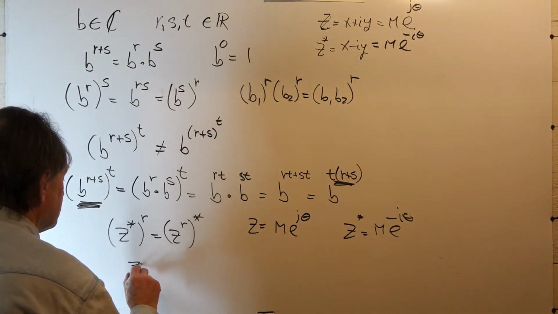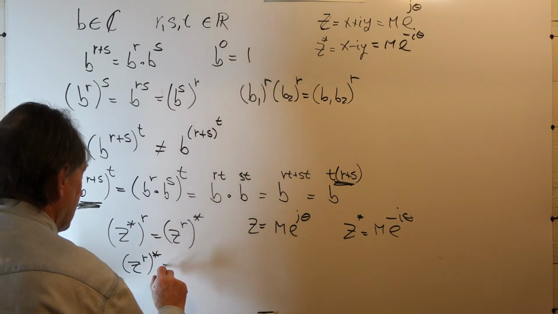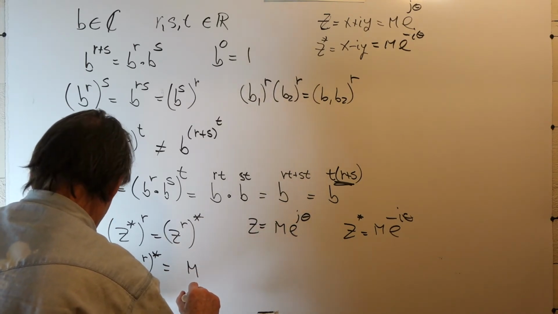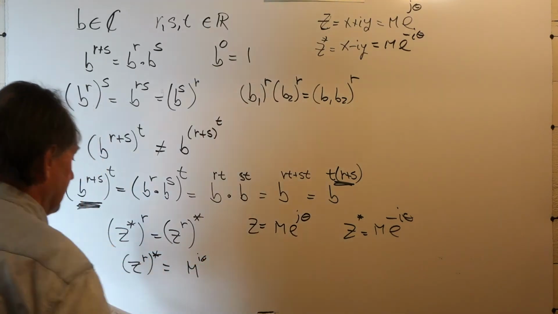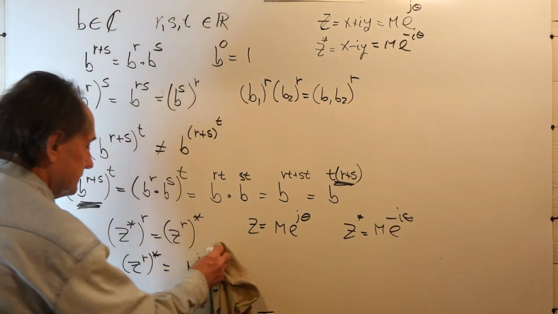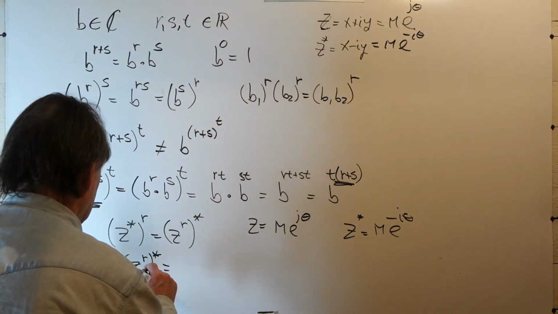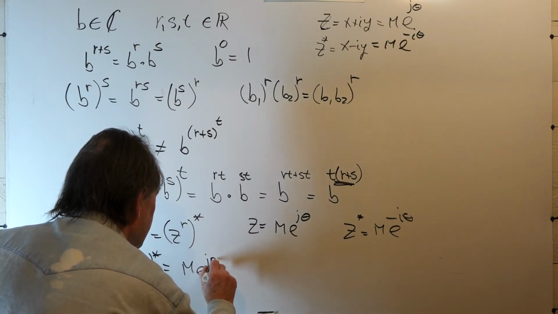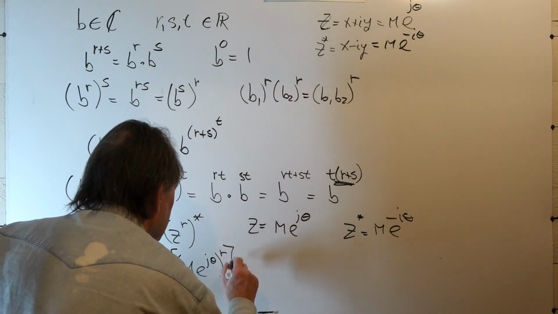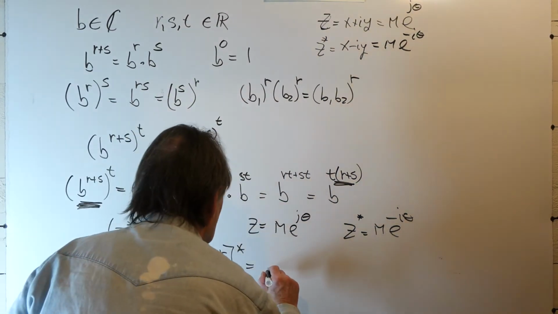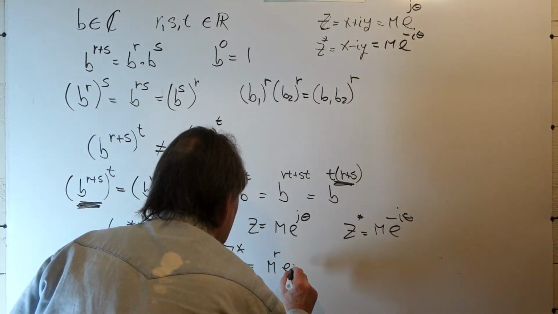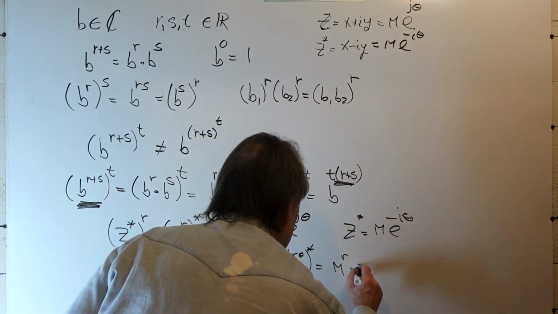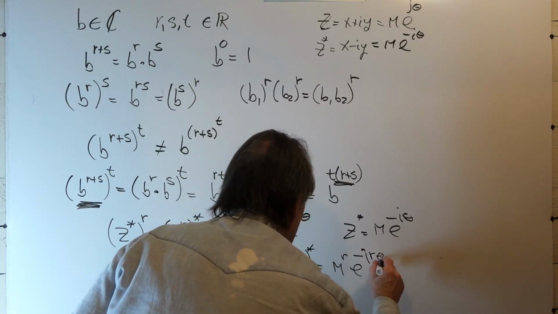So we can write now z to the r conjugate, putting in the exponential form. Well, z is m e to the I theta. That's going to be raised to the power r and then conjugated. Well, distributing through with r, we've got m to the r, e to the I r theta, and that's conjugated. So this becomes m to the r e to the minus I r theta. This is the conjugate.